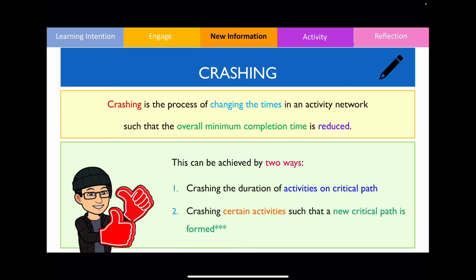Another way that we could do this is by crashing certain activities such that we create and develop a new critical path. I want to talk about this in a bit more detail because this is a bit more confusing, hence why I've placed the asterisk. Let's look at 2 examples in this video.